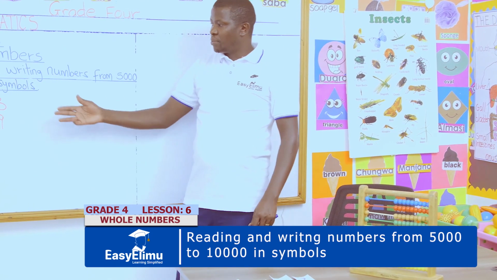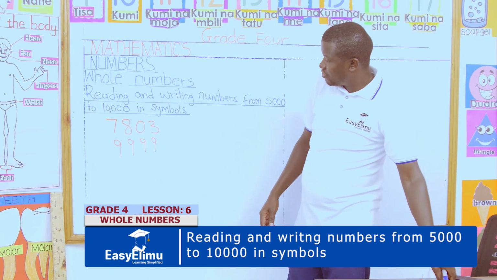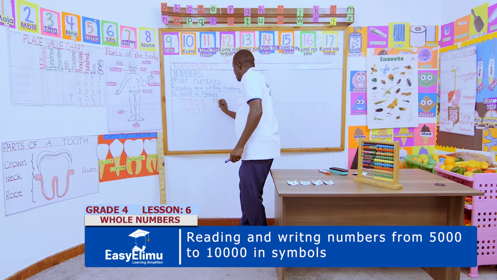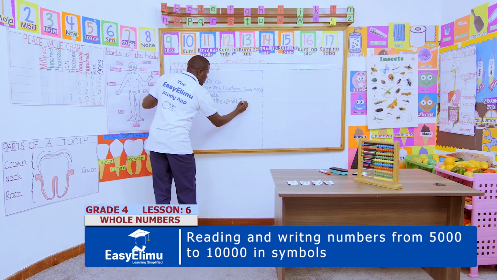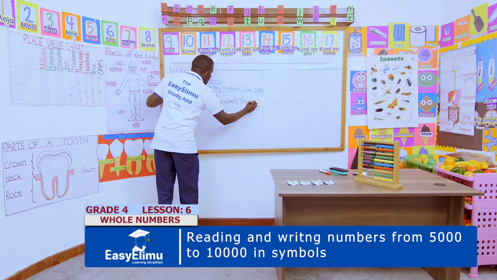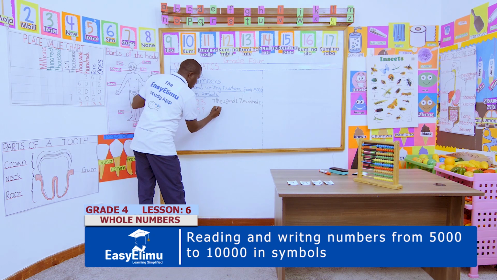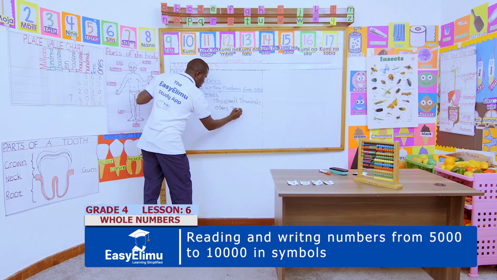Can we represent them in the place value? How we did the first one, we said in the place value of thousands, we have 7 thousands. In the place value of hundreds, we have 8 hundreds. In the place value of tens, we have 0 tens. And in the place value of ones, we have 3 ones.